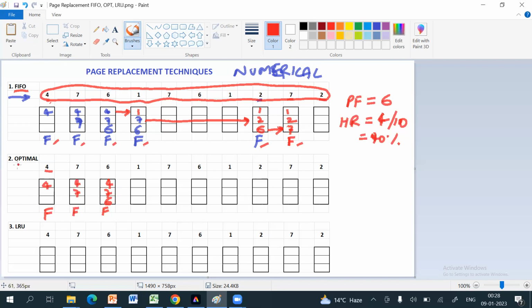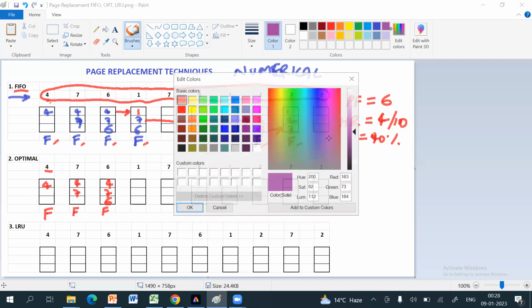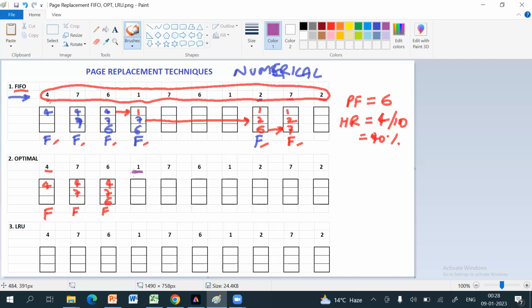Now coming to optimal, we are trying to predict whether the existing page in the frames will be used again in the near future or not. So we are more worried about the future here. Taking a look from this point here, we are right now here, and currently in the memory we have 4, 7, 6. Among 4, 7, 6, which are the pages which won't be used again in the near future?